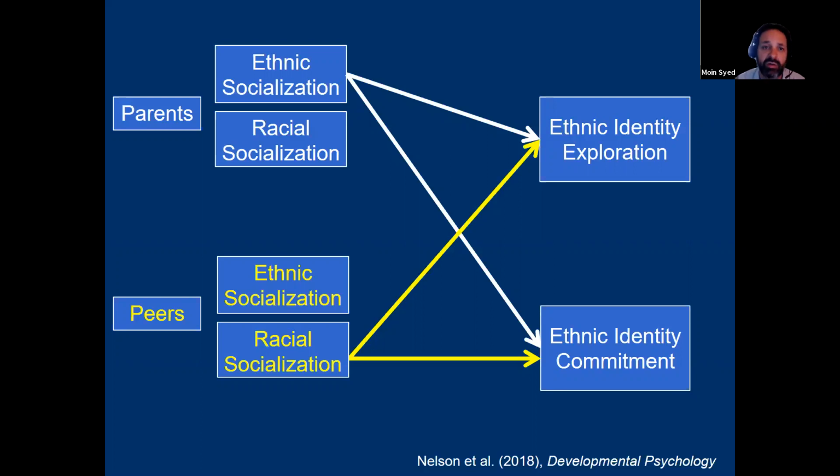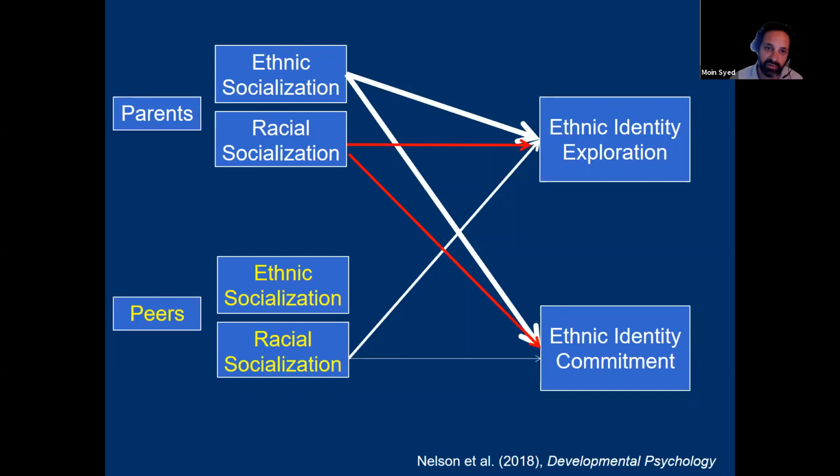And so we tested this across 4 samples, and we consistently found strong evidence for that being the case. The white arrows are a little bit thicker because the pathways from parent ethnic socialization were stronger than for peers' racial, but we did find that the quantitative survey-based data did bear out and replicated and generalized the findings that we got using the narrative methods.